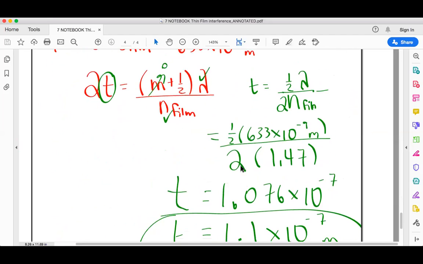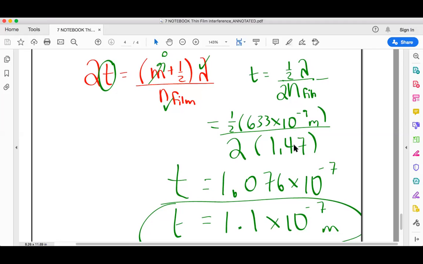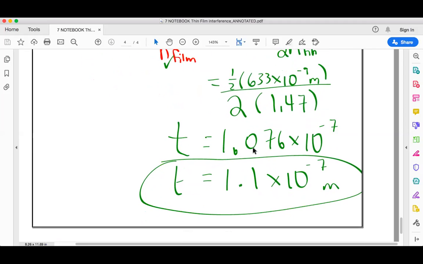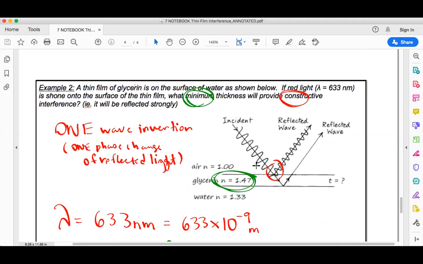So we're going to rearrange for T because that's what we're solving for. And then we're going to substitute in those givens. Index of refraction is unitless. And then our thickness is 1.1 times 10 to the minus 7 meters when you round to the correct number of sig figs.